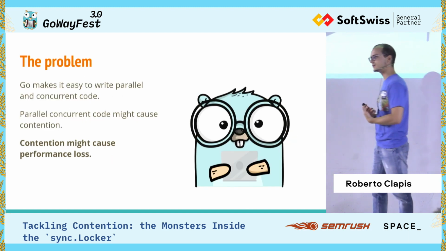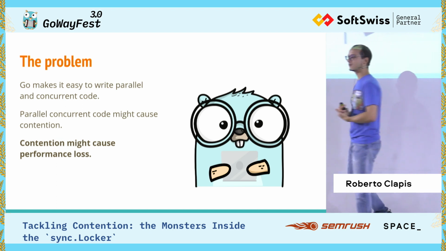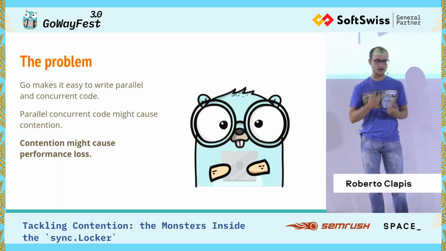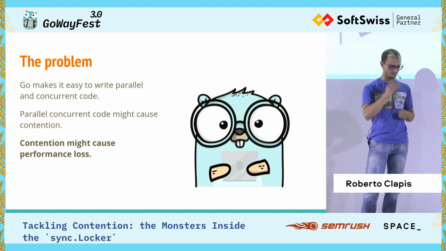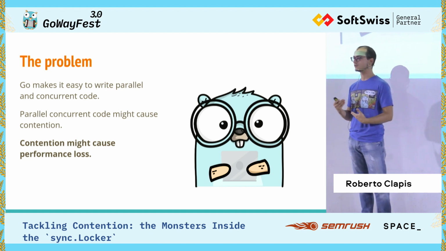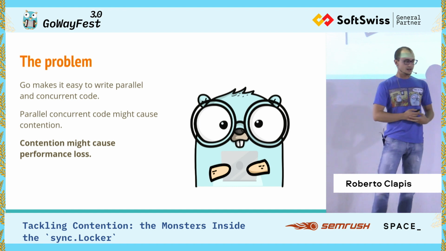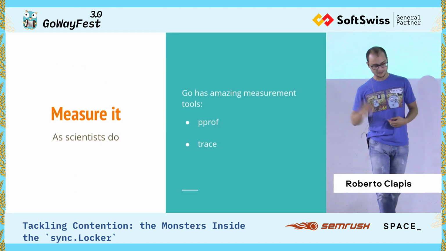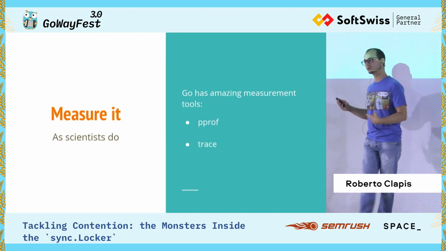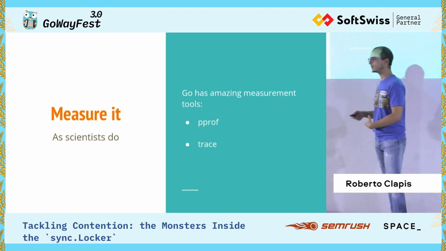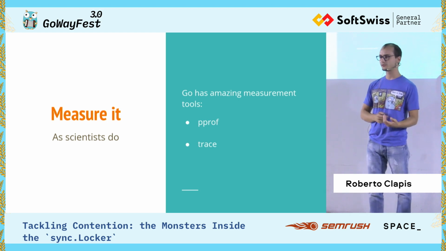So since I'm a scientist, I decided the first step should be to measure, to learn how to find out what was causing my performance to degrade. And that led me to discover some of the tools that are now in Go. They weren't there in the beginning, but they are now pretty good: pprof and trace.